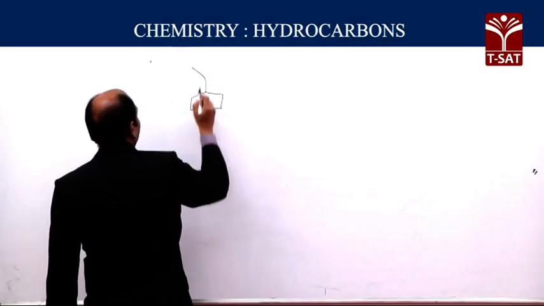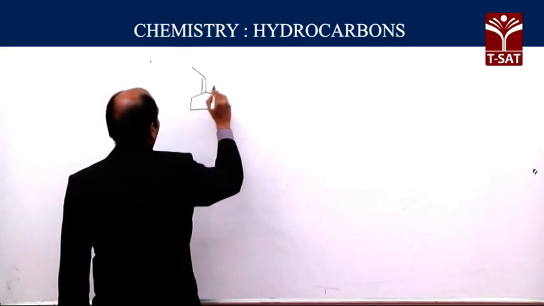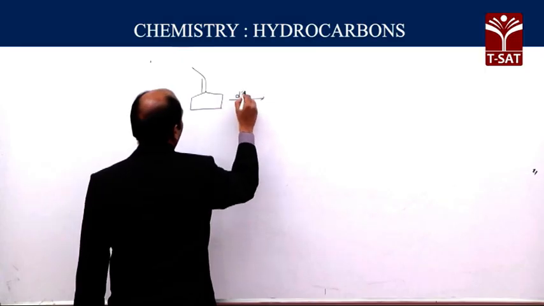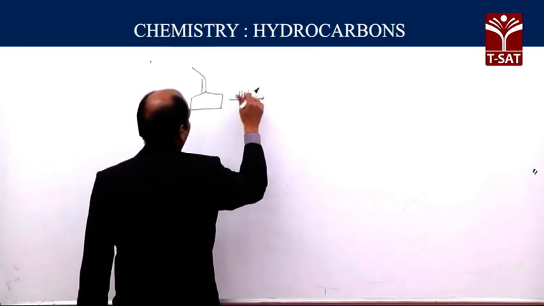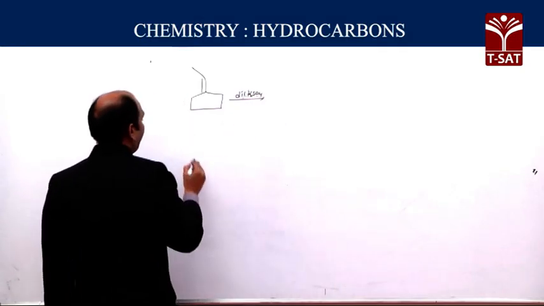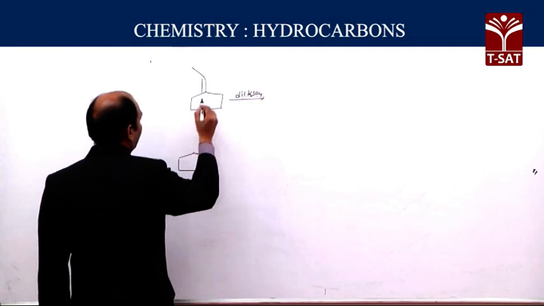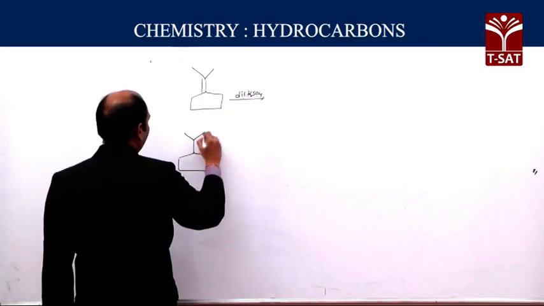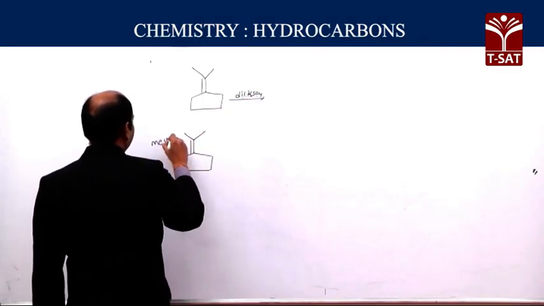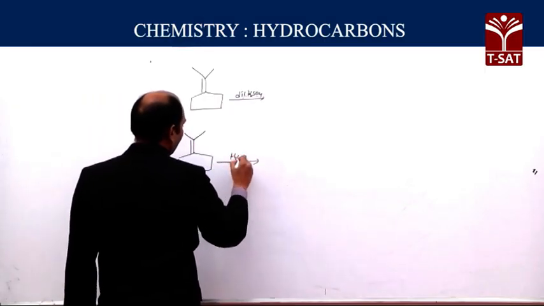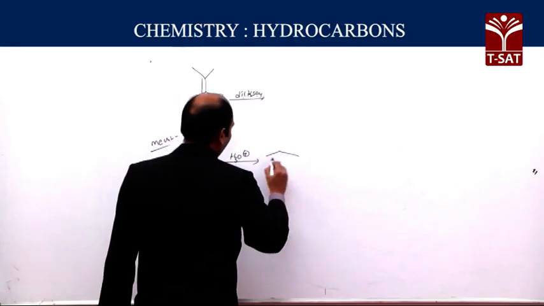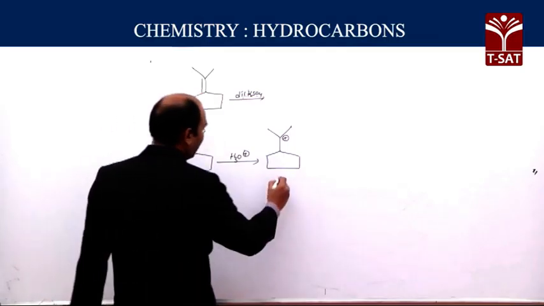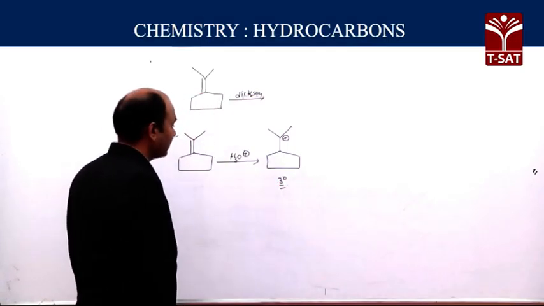Here in this one, if we add dilute H2SO4, what happens? See here the mechanism. In this mechanism, suppose we take one more methyl group, what happens in this methyl group? Here is the double bond. This is one mechanism. With H2SO4, H3O plus, addition of H3O plus, a carbocation is formed. Which carbocation? This carbocation. This is a tertiary carbocation.